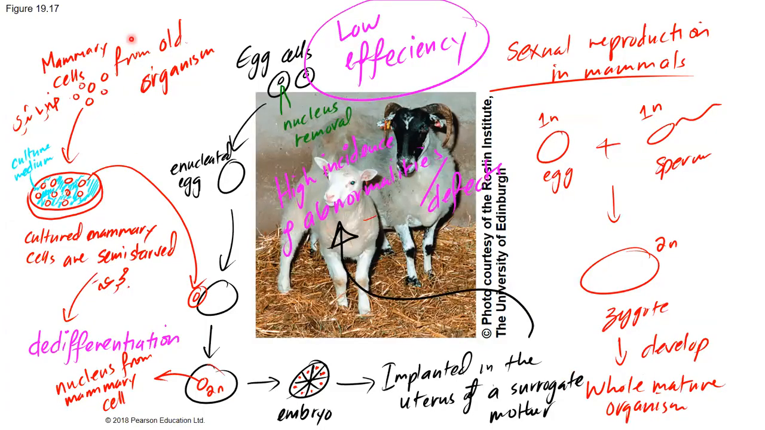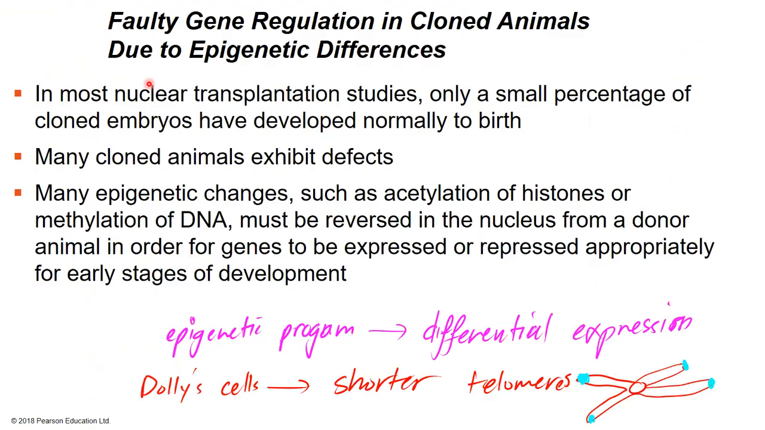Because they were taken from an old organism or an old donor sheep. So these are the problems. Both the epigenetic changes and the shorter telomeres influenced the quality of life of Dolly, and they also had an impact on the success, the low efficiency actually, of the nuclear transplantation procedure we just discussed.